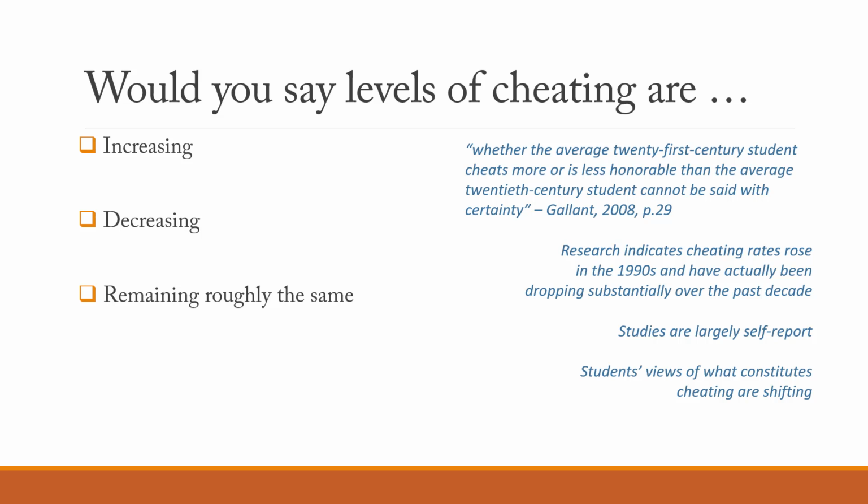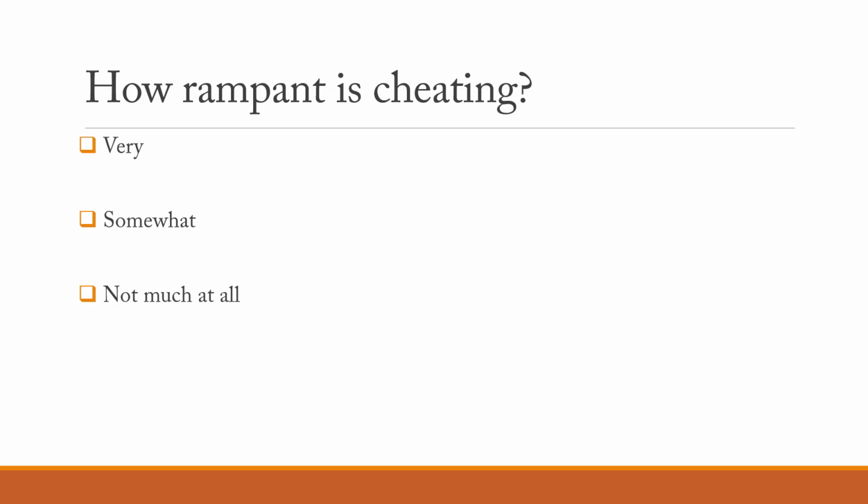But for example, we see the same thing online around intellectual property and copyright. I may think, oh, I've created something and posted it and it's mine, and somebody may take that and reuse it or mash it up with something or whatever. So same thing around cheating. What students view as cheating is changing, and it's also very culturally bound. So how rampant would you say cheating is? Very, somewhat, or not much at all.